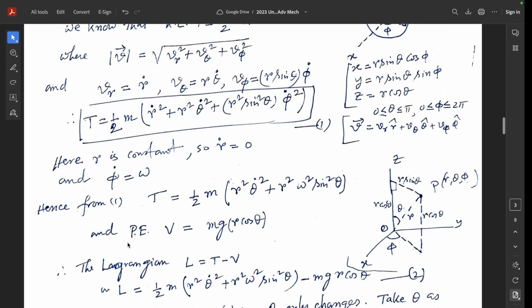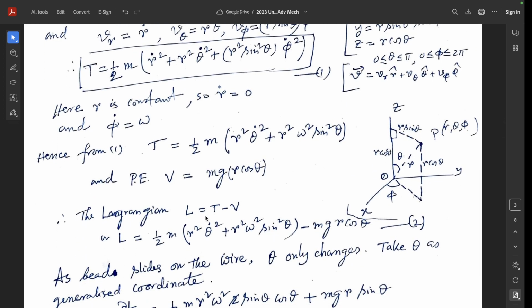Now the potential energy V equals mgr cos theta. This is the point P, this is the angle theta, phi, and this is r. From this right angle triangle, theta is the angle, this is the hypotenuse r, so the perpendicular is r sin theta and the base is r cos theta. The height from the xy plane, the ground level, is this distance r cos theta.